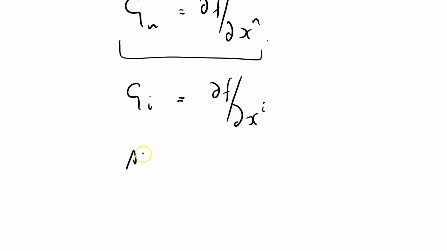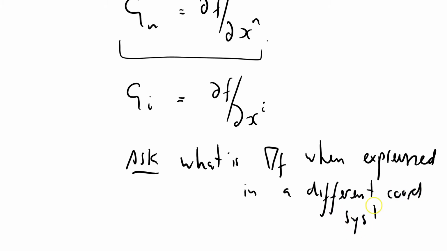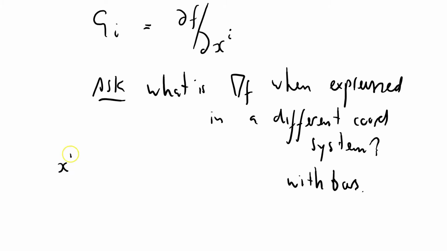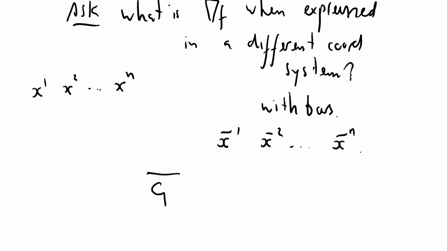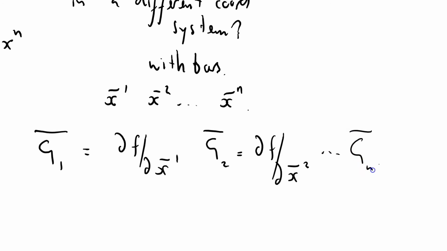And I might ask, what is grad f when expressed in a different coordinate system, in a coordinate system with bars? So here we had x1, x2 up to xn. Now I've got x bar 1, x bar 2 up to x bar n. And so my gradient in the barred system, G bar 1, equals ∂f/∂x bar 1. And then G bar 2 equals ∂f/∂x bar 2, and so on, all the way up to G bar n, which equals ∂f/∂x bar n.